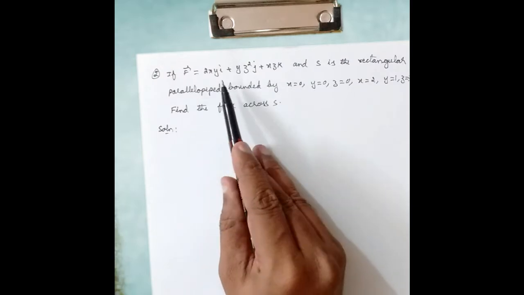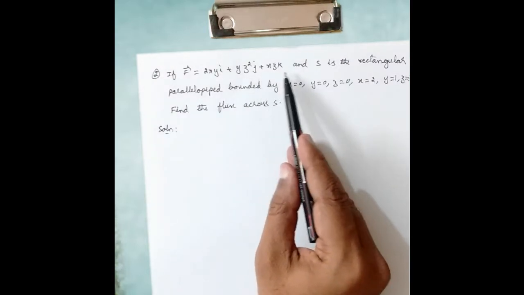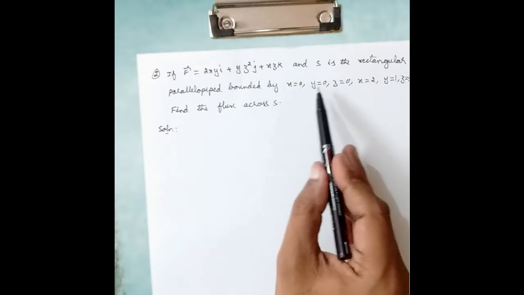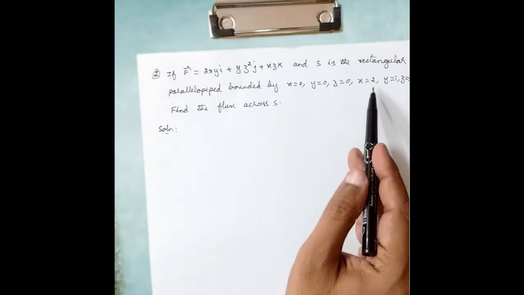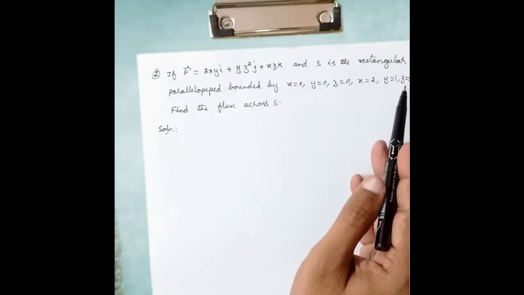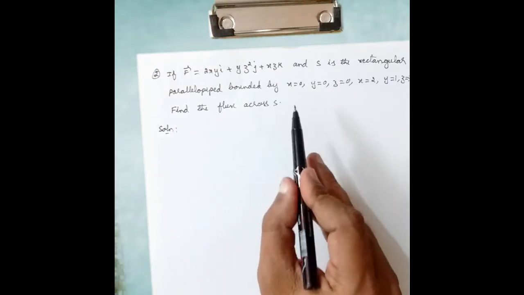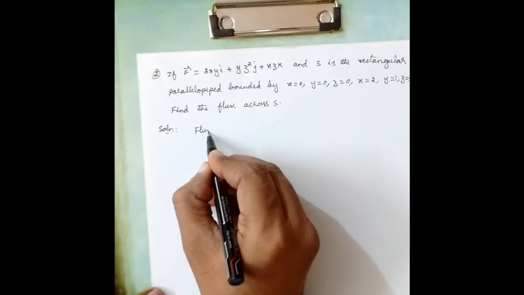If vector f is equal to 2xy i plus yz square j plus xz k, and S is the rectangular parallelepiped bounded by x equals 0, y equals 0, z equals 0, x equals 2, y equals 1, z equals 3, find the flux across S. So what is this flux across the surface S?